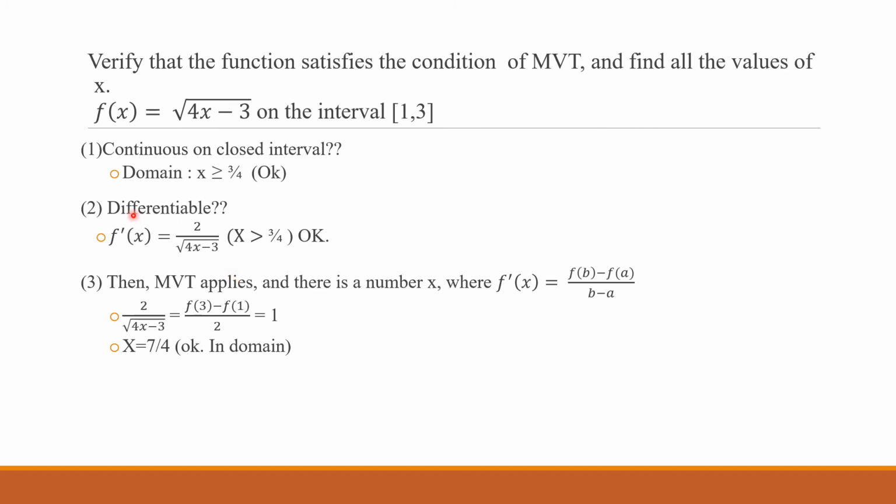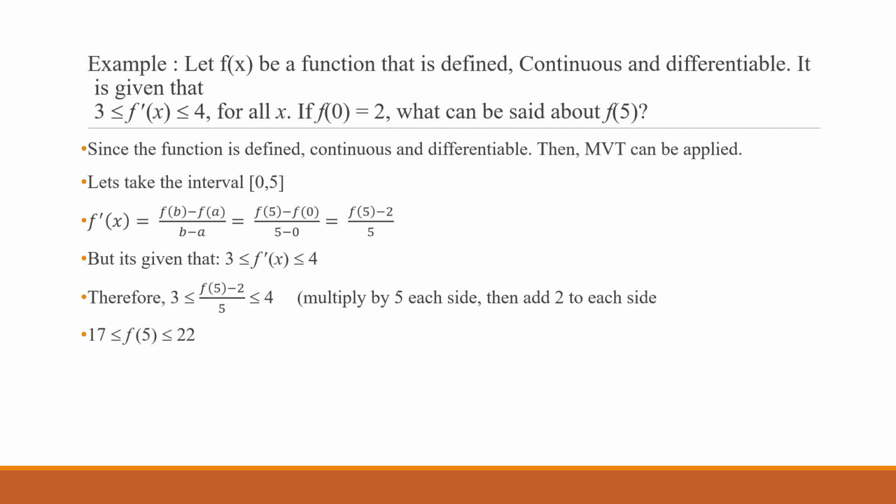Is it differentiable? I differentiated and I looked again at the domain. And again, I'm safe, and x is greater than or equal to 3 over 4. So then the theorem applies, and I find the number by setting the derivative of the function equal to f of 3 minus f of 1 over 3 minus 1. I just did the equation and I found x equals 7 over 4. Again, I need to check my interval and that this point is in the domain given. It's in the domain and that's the point.